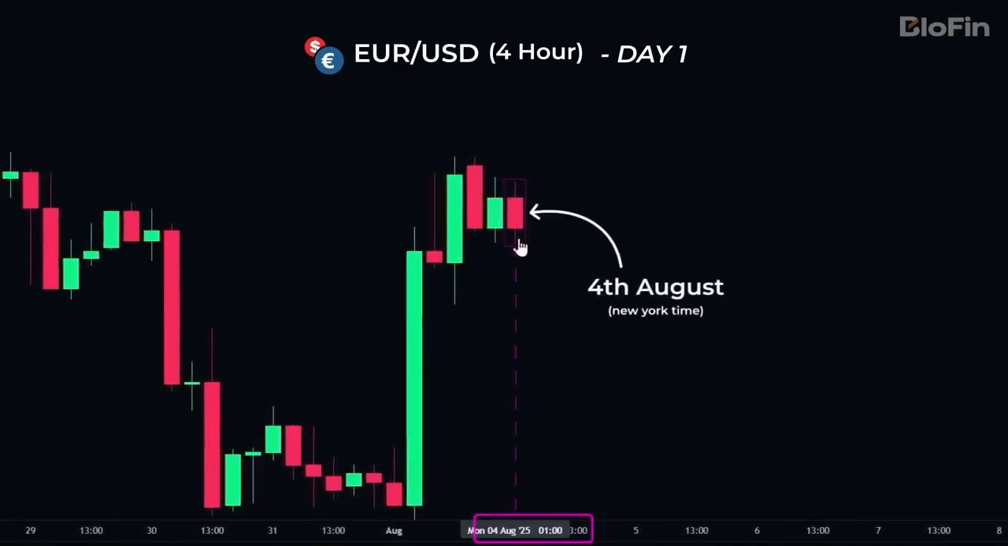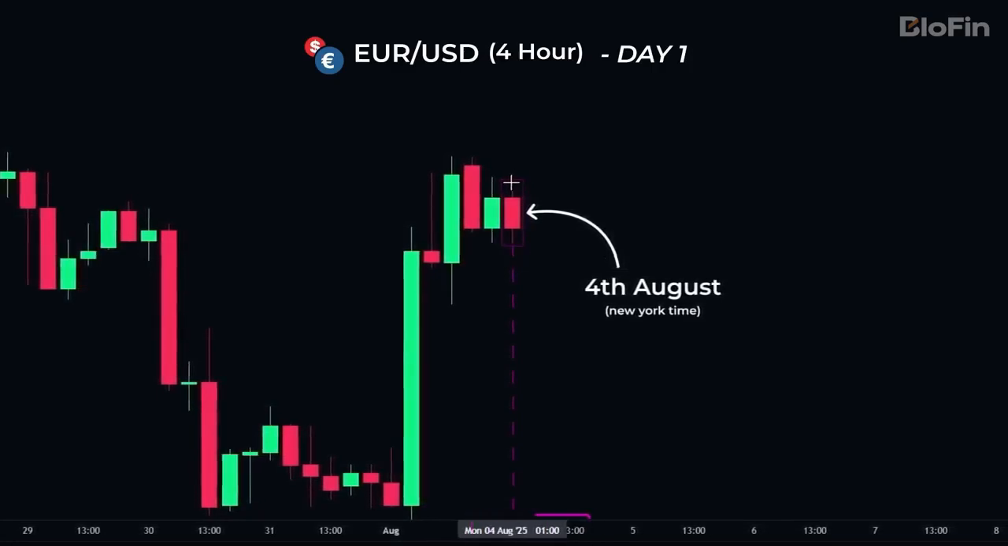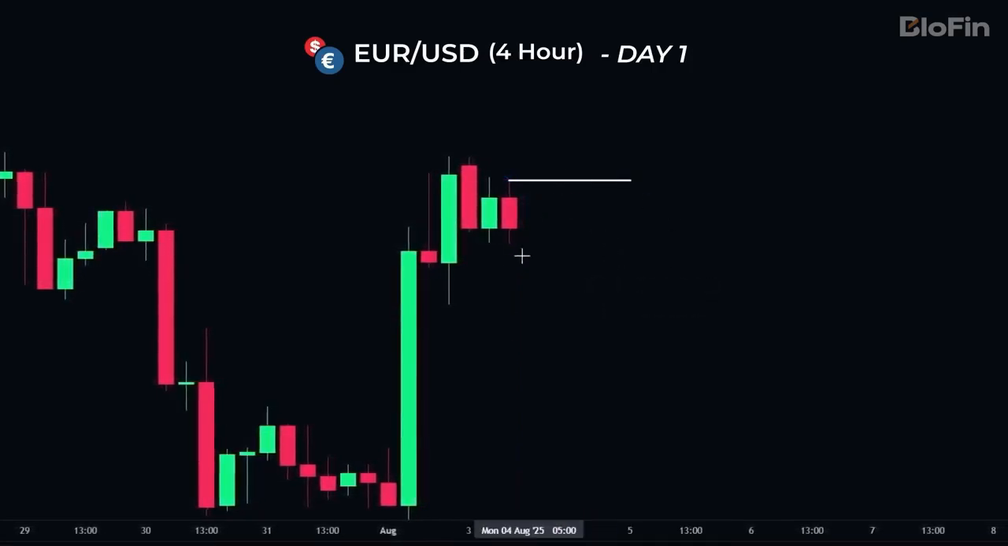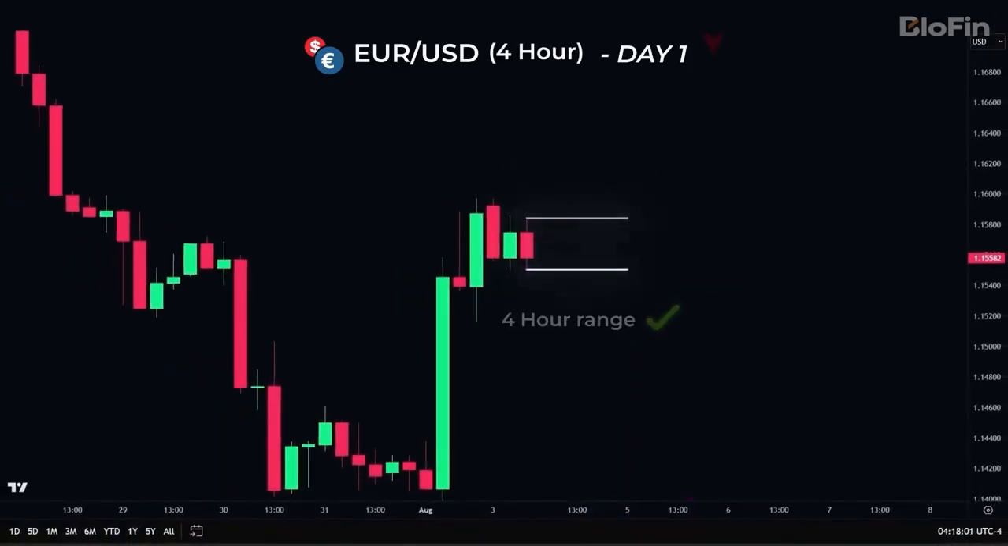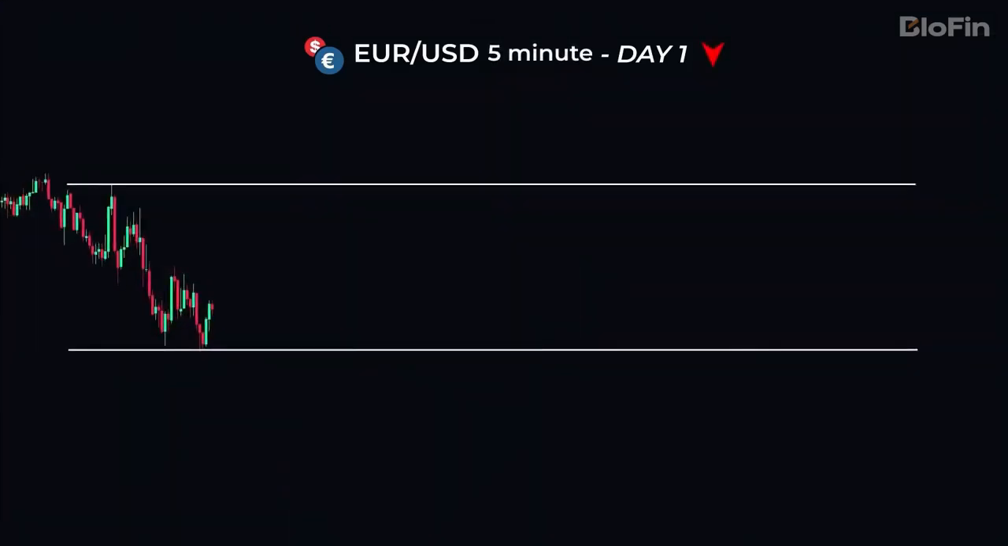Since it's August 4th, the first 4-hour candle that formed is this one. Simply draw a line at the high and low of that candle and extend both lines to the end of the day. So this is your 4-hour range. Next, go down to the 5-minute time frame to look for the setups.